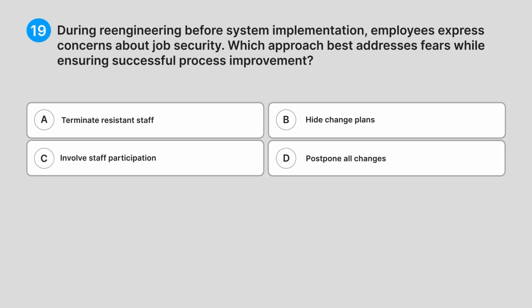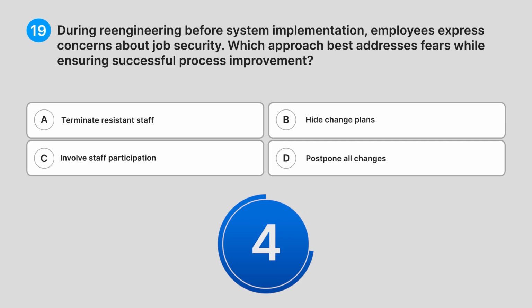19. During re-engineering before system implementation, employees express concerns about job security. Which approach best addresses fears while ensuring successful process improvement? A. Terminate resistant staff. B. Hide change plans. C. Involve staff participation. D. Postpone all changes. Can you guess the answer?